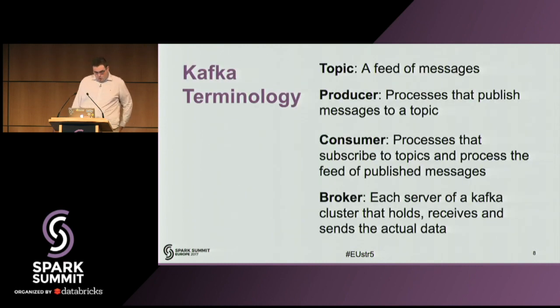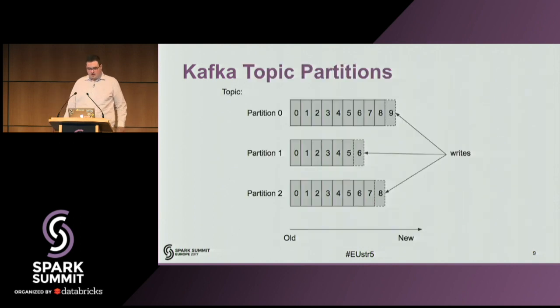First of all, we should get familiar with some Kafka terminology to get started. The message feed in our publish-subscribe system is called a topic. A given topic can be used by producers to publish messages and by consumers to subscribe to them and process the stream. The broker is a server, actually a bunch of servers, that form a Kafka cluster and receive, hold, and send the actual data. A topic is then split into several partitions, which define the maximum amount of parallelism that we can achieve, but more on this later.